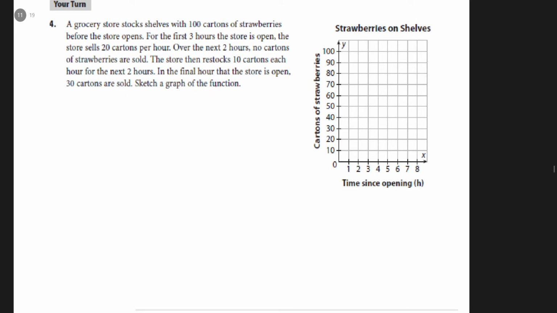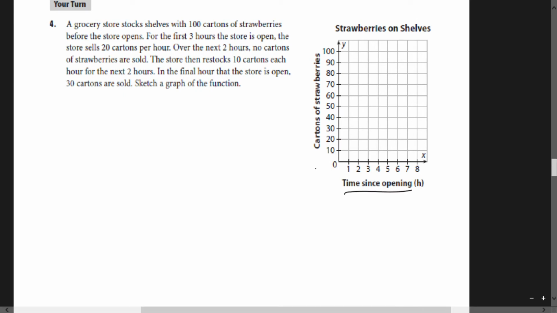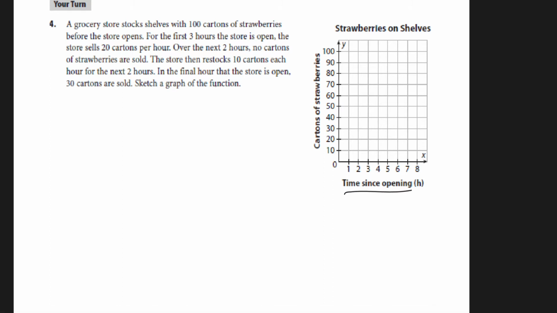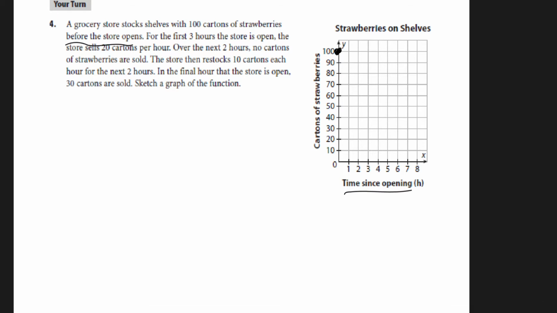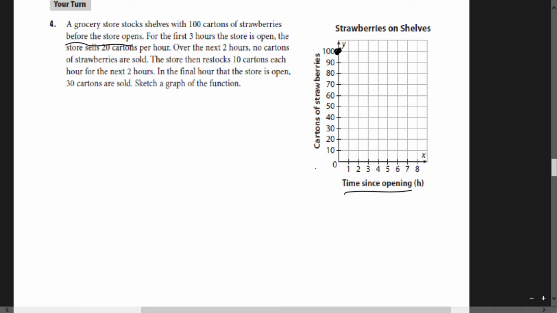A grocery store stocks shelves with 100 cartons of strawberries before the store opens. Our x-axis here is time since opening. Before the store opens, that would be at time 0. So at time 0, we should have a coordinate at 100. For the first 3 hours the store is open, the store sells 20 cartons per hour. So if we start at 100 and sell 20 cartons per hour, at hour 1 we'll be down 20 cartons to 80. Hour 2 will be down 20 cartons to 60. Hour 3 will be down 20 cartons to 40.